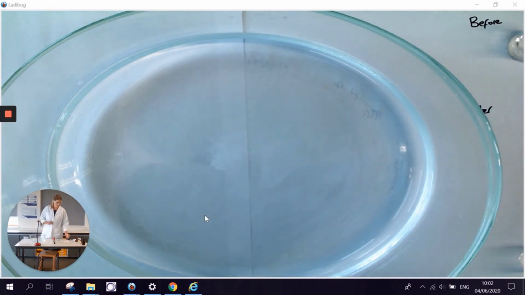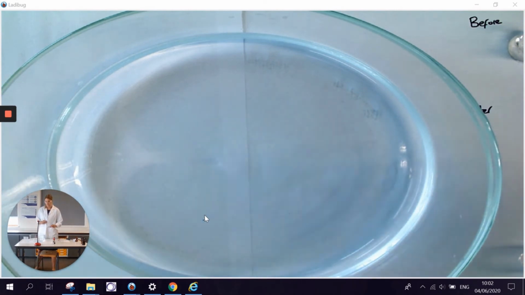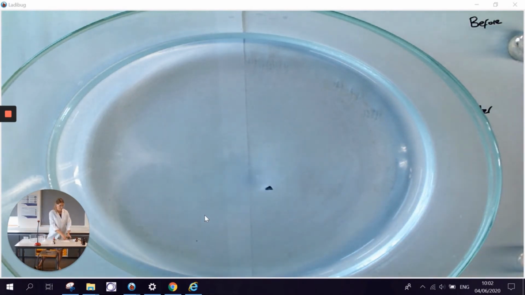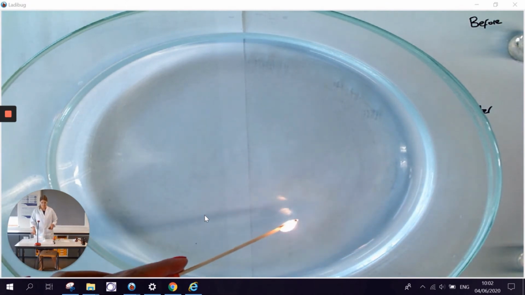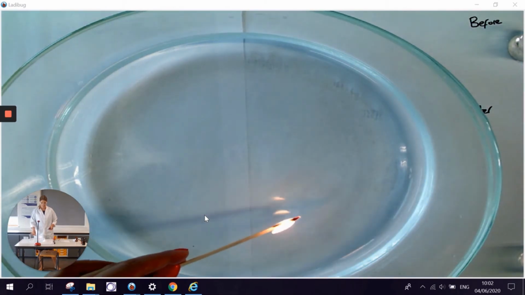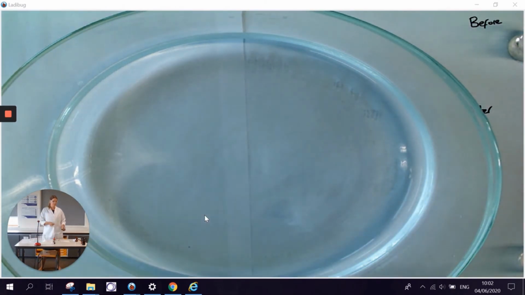Okay, let's just add one more piece, and what I'm going to do this time is test the gas that comes off of the lithium. If I get a lit splint, and we're all very, very quiet. You may have heard a small pop.